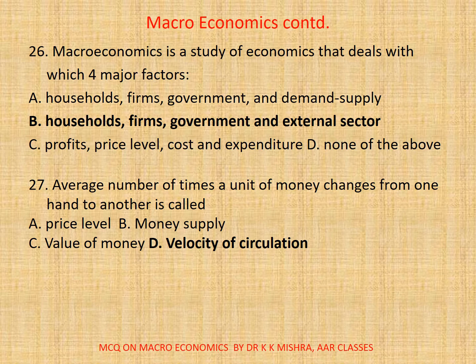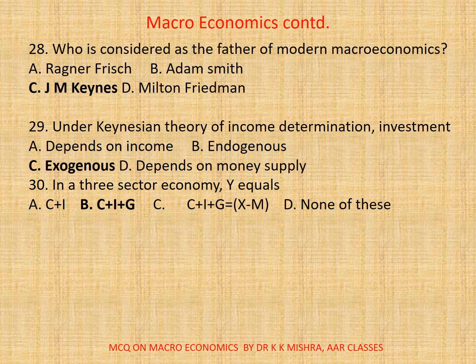27. Average number of times a unit of money changes from one hand to another is called A. Price level, B. Money supply, C. Value of money, or D. Velocity of circulation. Here correct option is D. Velocity of circulation. 28. Who is considered as the father of modern economics? A. Ragnar Frisch, B. Adam Smith, C. M Keynes, or D. Milton Friedman. The correct option is C.